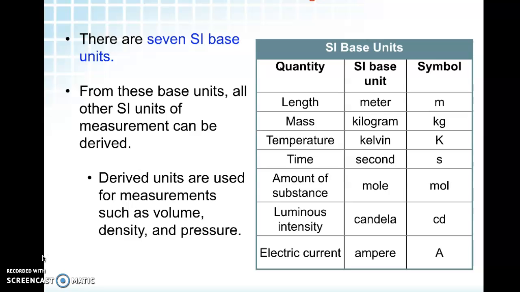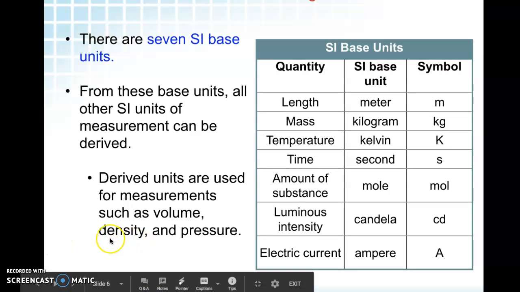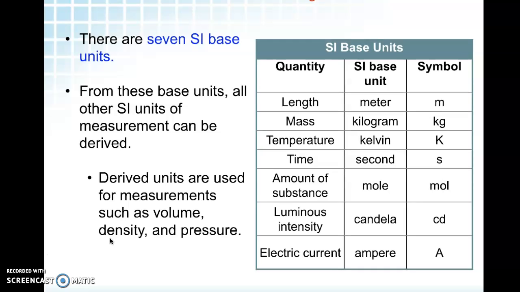So there are 7 SI base units. You see they're listed over here on the right: the meter, kilogram, Kelvin, second, mole, candela, and ampere. Every other unit of measurement is considered a derived unit.